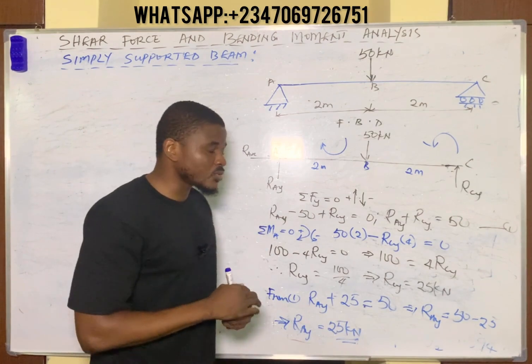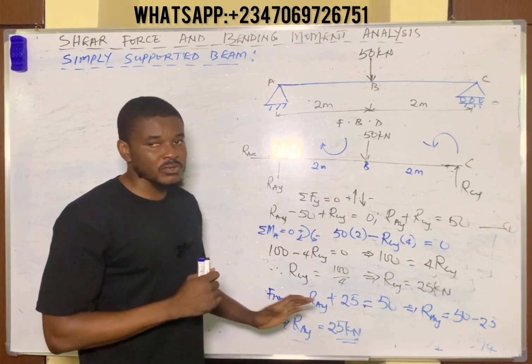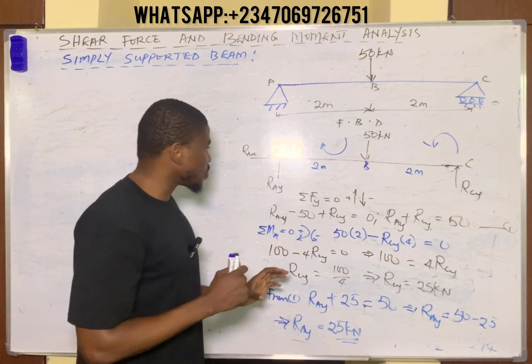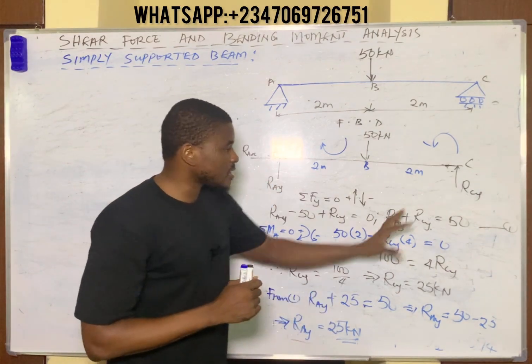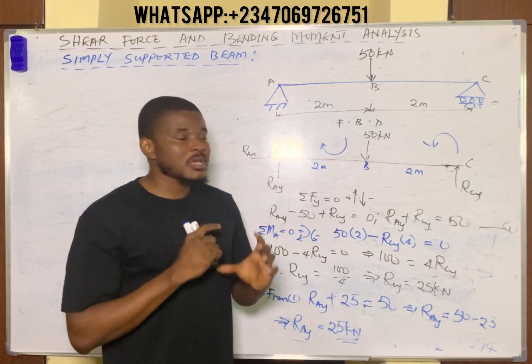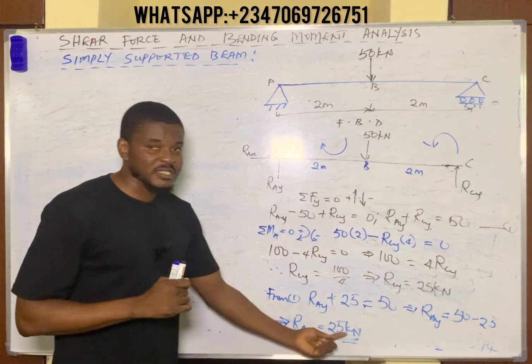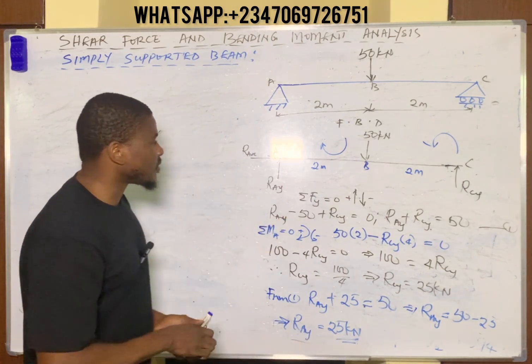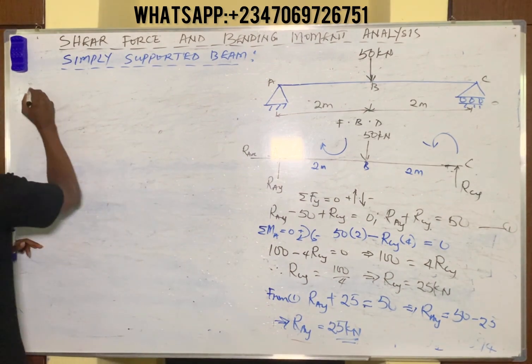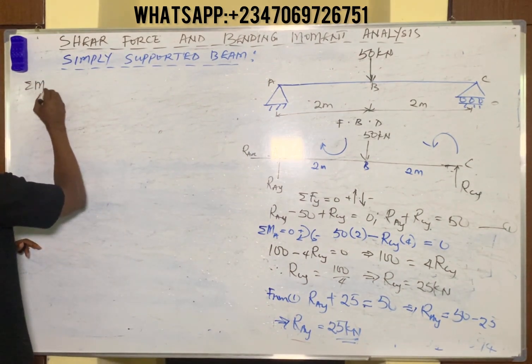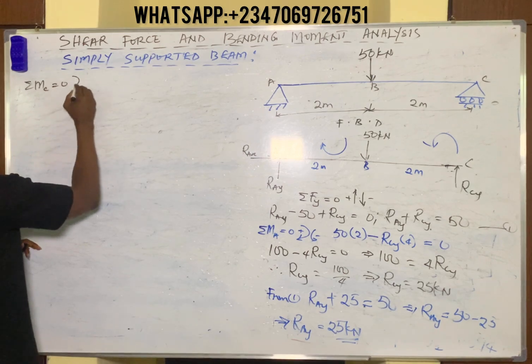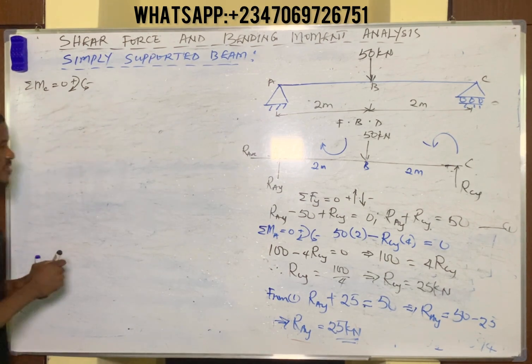Now let's try to use the moment method and see if we are still going to obtain the same reaction. Mind you, we took moment at point A and we've gotten RCY. Let us now take moment at point C and see if we're going to have the same result for RAY. So summation of moment at point C equals 0. Let's also consider clockwise moment as positive and anti-clockwise moment as negative, right?